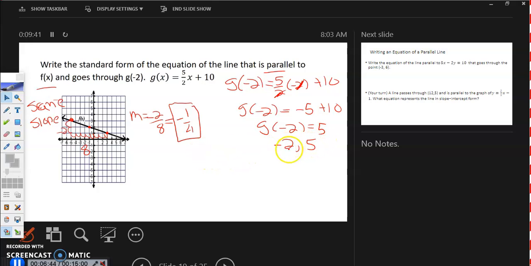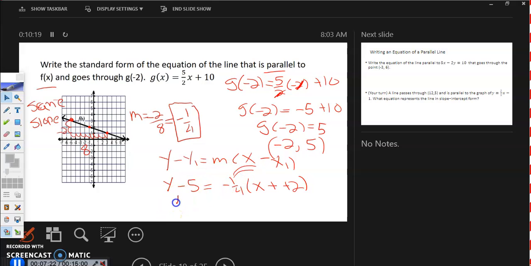Now we have to use point slope formula with our point of negative 2, 5 and our slope of negative 1/4. So y minus y1 equals m times x minus x1. We substitute in: y minus our y from our point, 5, equals our slope, negative 1 over 4, times x minus our x from our point, which was negative 2. When I subtract a negative, that's the same thing as a plus. Then when I distribute, we end up with y minus 5 equals negative 1/4 x, then negative 1/4 of 2 is going to be negative 1/2.